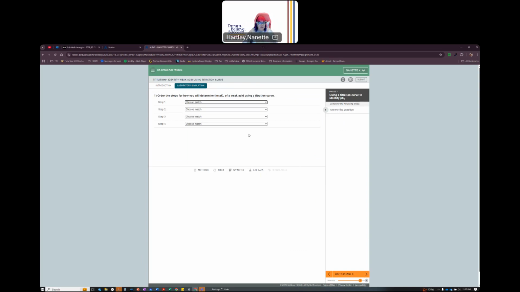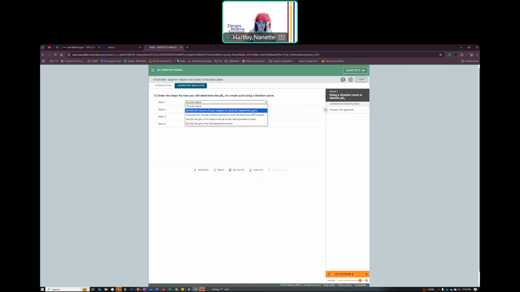And what it's going to tell us is to order the steps for how you will determine the pKa of a weak acid using the titration. So we need to look at the steps. Identify the volume of base required to reach the equivalence point. Calculate the volume of base required to reach the half equivalence point. Identify the pKa of the acid as the pH at the half equivalence point, and identify the pH at the half equivalence point.